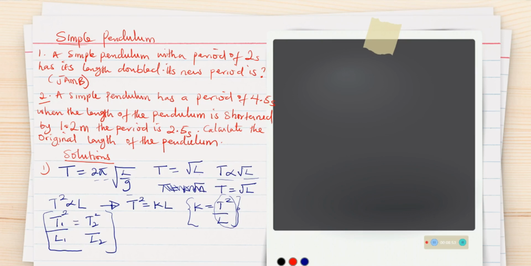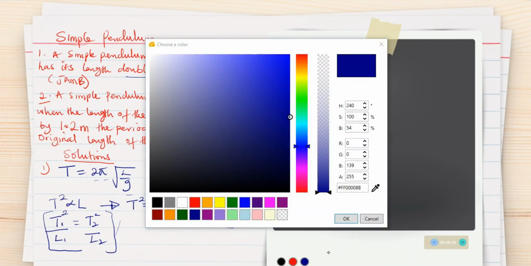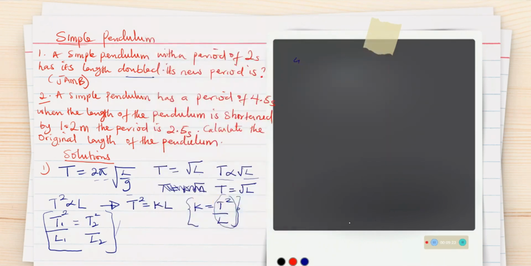All right, so let's deal with this quickly. The first question is a very straightforward question. It says a simple pendulum with a period of 2 seconds has its length doubled. Its new period is what? This is a JAMB question, so let's play with it. I'm playing with number 1, so I can say since T1 squared over L1 is equal to T2 squared over L2.